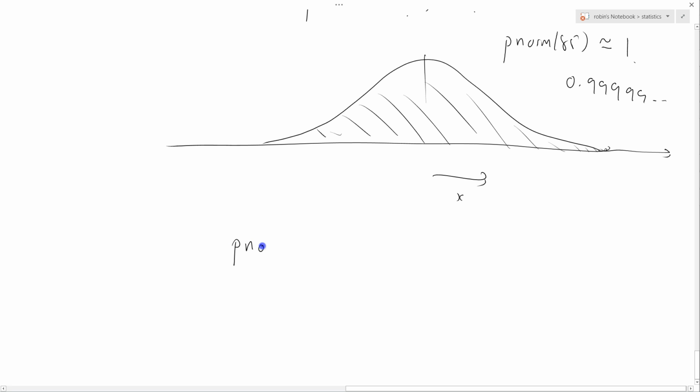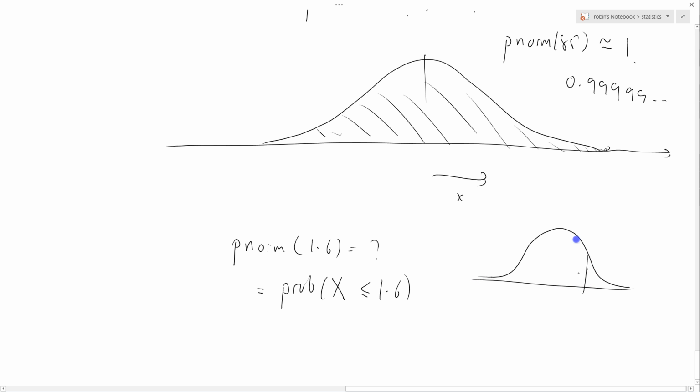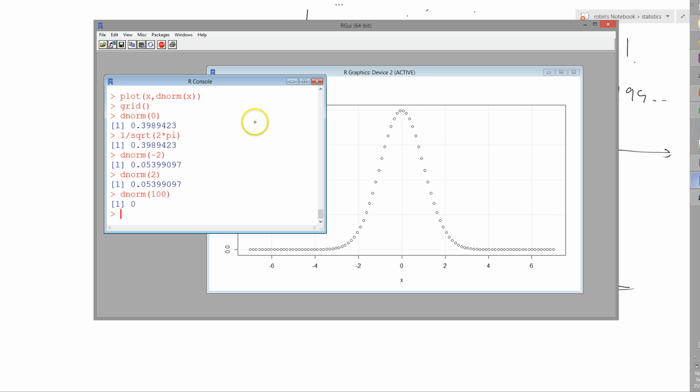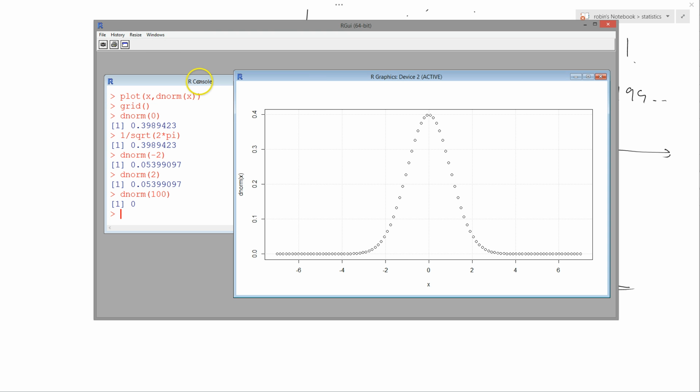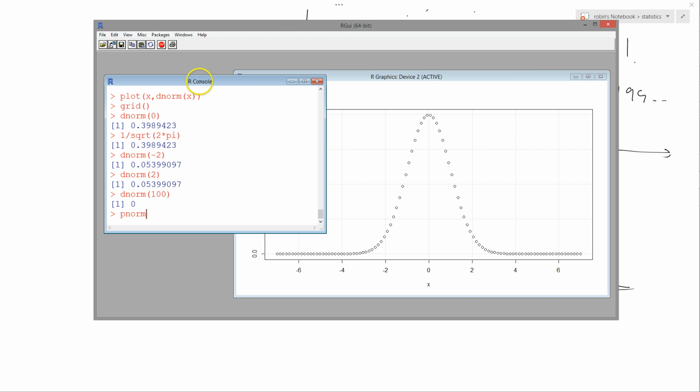Pnorm is interesting if I ask something like this: what's pnorm of, let's say, 1.6? It's equal to the probability that a random normal number is less than or equal to 1.6, and that's not so easy to say. There's my Gaussian picture. 1.6 might be there. I don't know, from the way I've drawn it, maybe 80 or 90%. Well, there's only one way to find out, and that's to use R. It's not the only way, but it's the easiest by far. Let's just type it in. pnorm 1.6. Well, there we go. I said 90%, and look, it's nearly 95%.